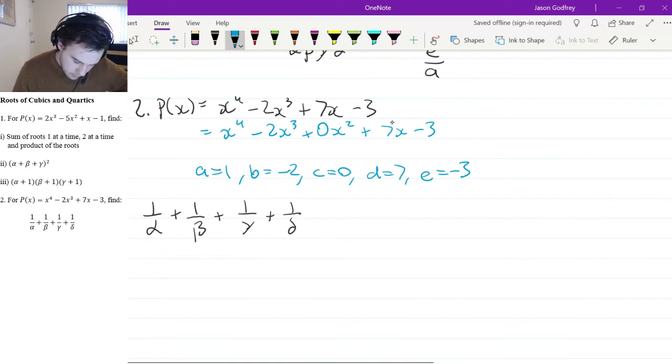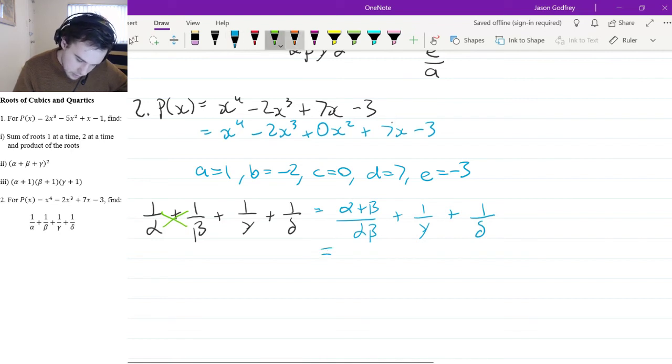Okay, so we want to get a common denominator for all of these. So let's just start with one pair of them. Let's try and get these first 2, just like I did with the quadratic, to have a common denominator. If you cross multiply these ones, you'll get alpha plus beta on alpha beta plus 1 on gamma plus 1 on delta.